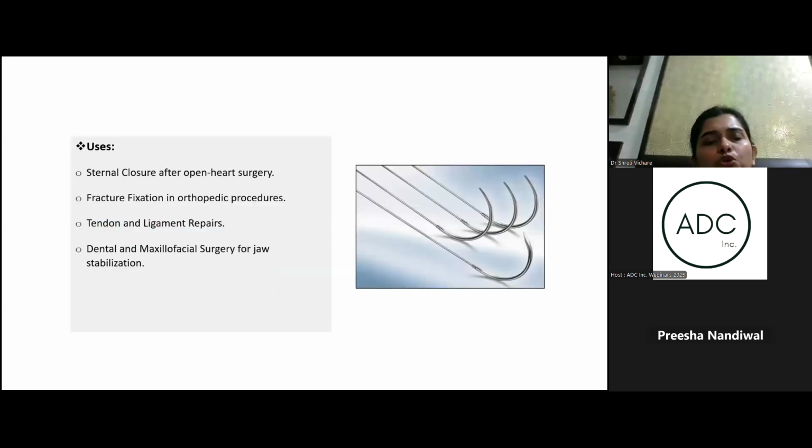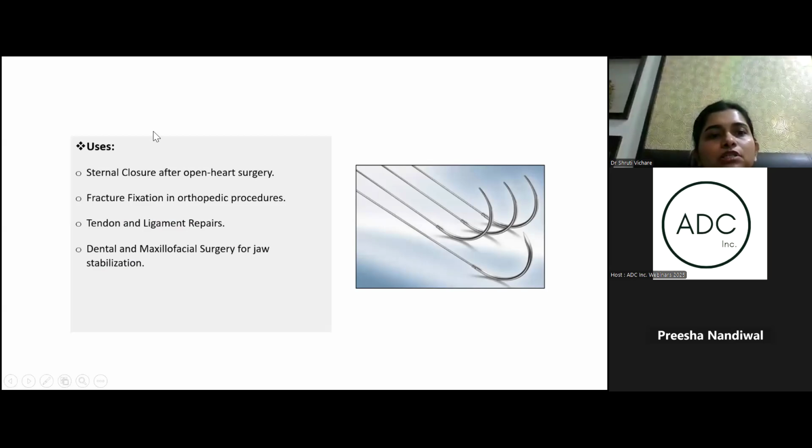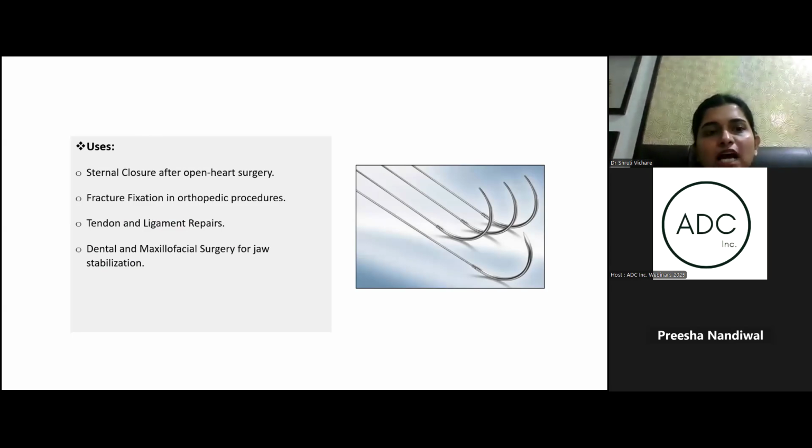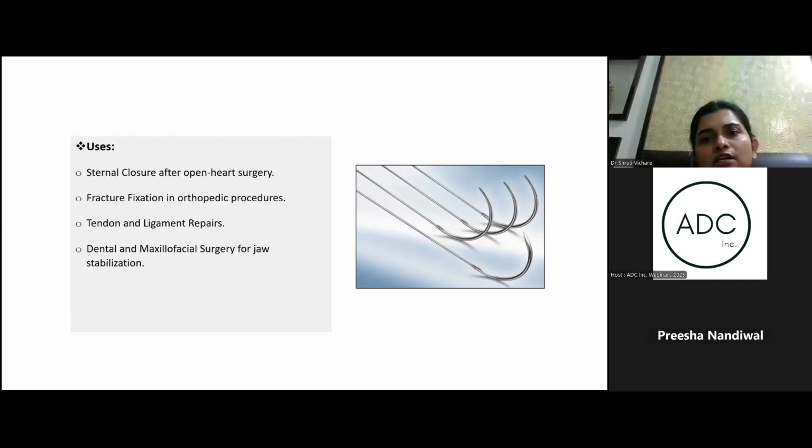Correct? So uses, as I mentioned in the beginning, for sternal closure after open heart surgery. We have this osteotomy which is performed in the sternum to gain access to the heart. After the open heart surgery is performed, we need to close the sternum back, right? For that fixation, we can make use of these sutures. For fracture fixation, orthopedic cases, also tendon and ligament repairs, we can make use of these sutures. In dental and maxillofacial surgeries, for jaw stabilization, we make use of wires, but not with suture needles.